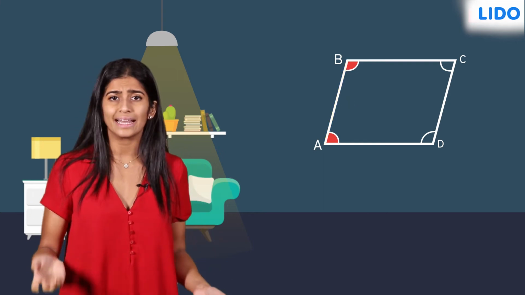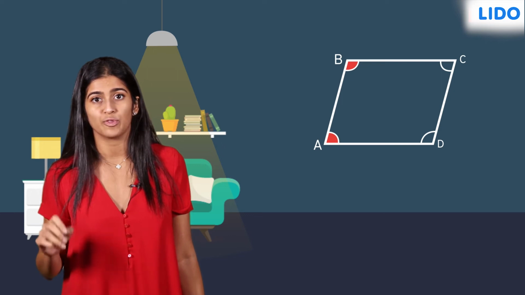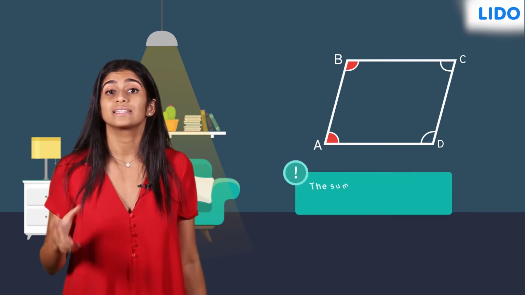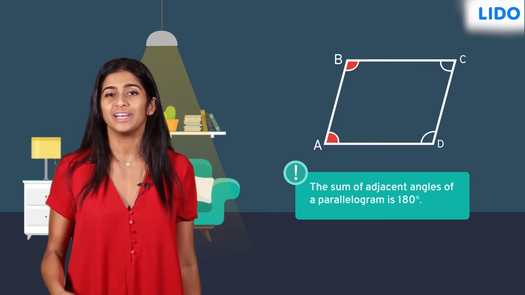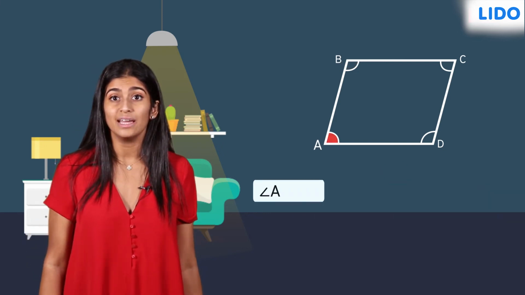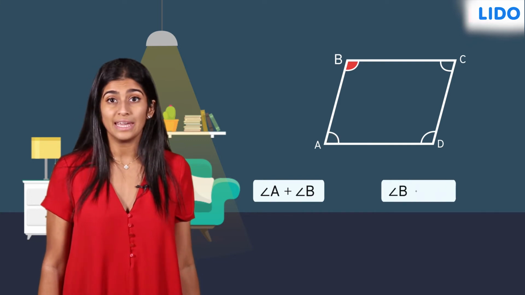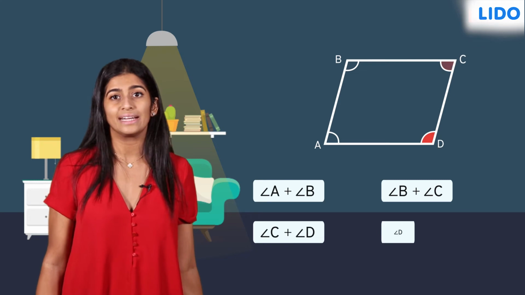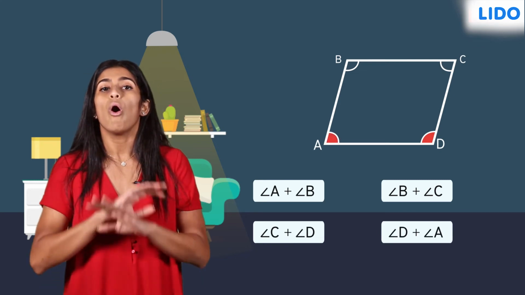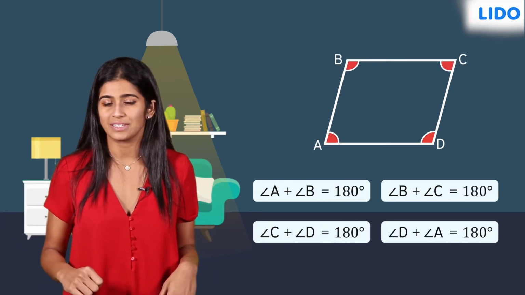Now, since angles A and B are also adjacent angles of the parallelogram, we can say that the sum of adjacent angles of a parallelogram is 180 degrees. Angle A plus angle B, or angle B and angle C, or angle C and angle D, or angle D and angle A, all add to 180 degrees.